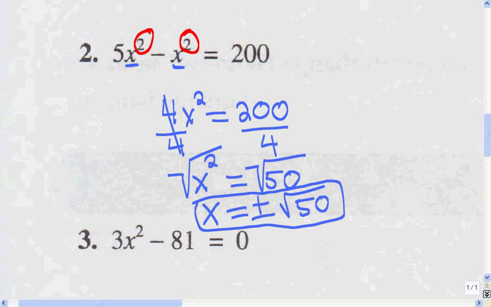6 times 6 is 36. 7 times 7 is 49. 8 times 8 is 64. So the number is actually between 7 and 8, because 7 times 7 is 49 and 8 times 8 is 64. So the square root of 50 is like 7 point some decimal number. But they don't want you to find it. They just want you to leave it like this under the radical.